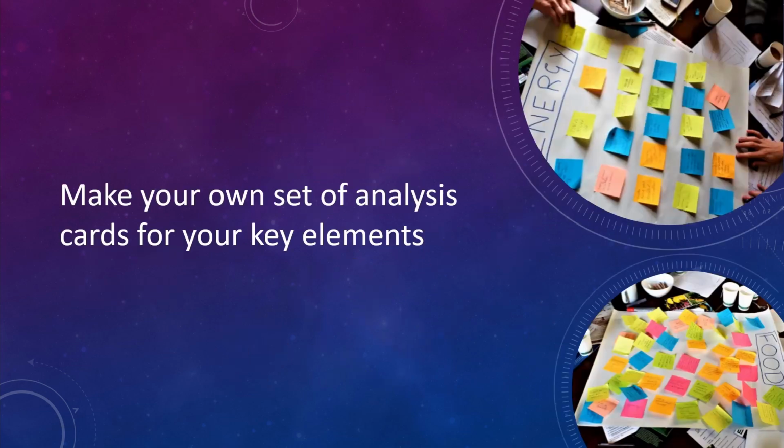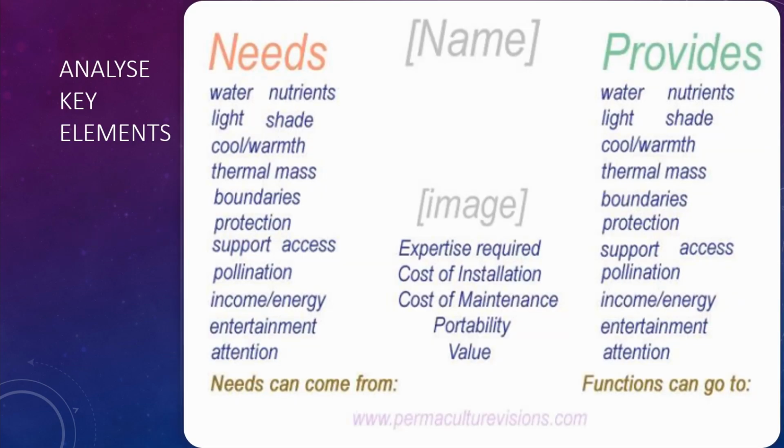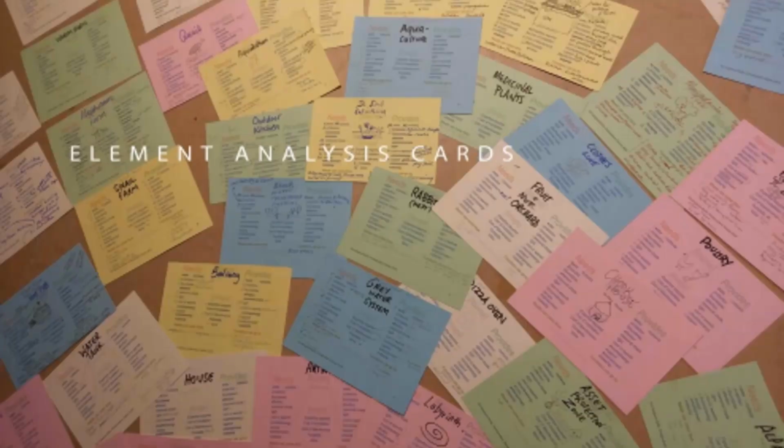Now it's time to make your own set of analysis cards for your key elements. Make a card that looks something like this, with the needs on one side and the provisions on the other, and then you can start to build a rich web showing the relationships of the elements.